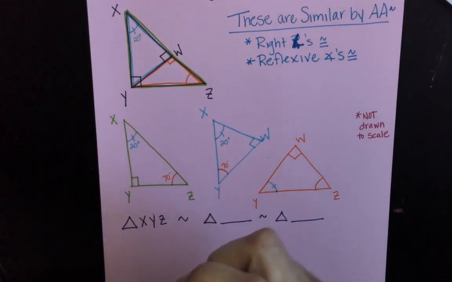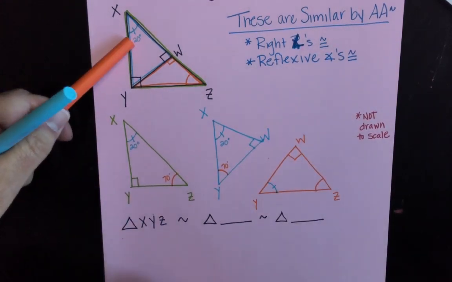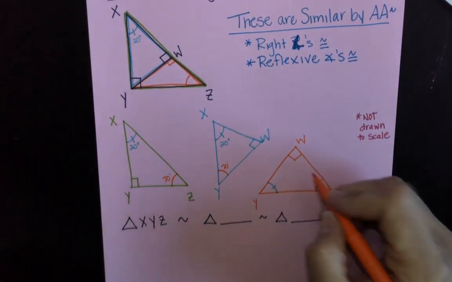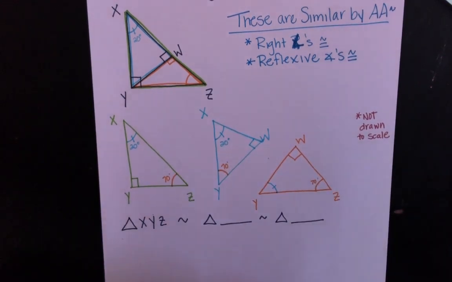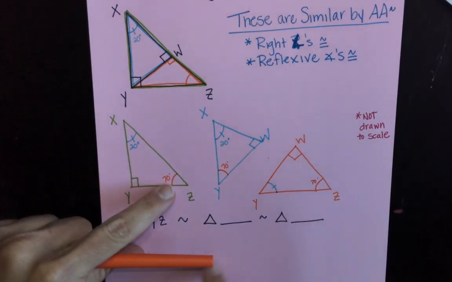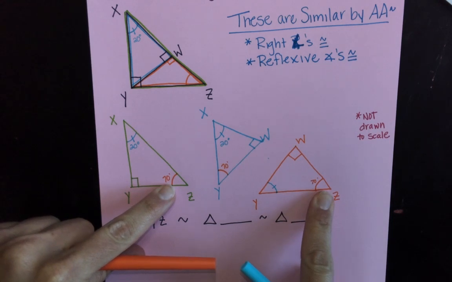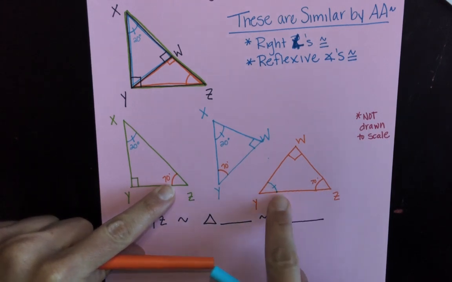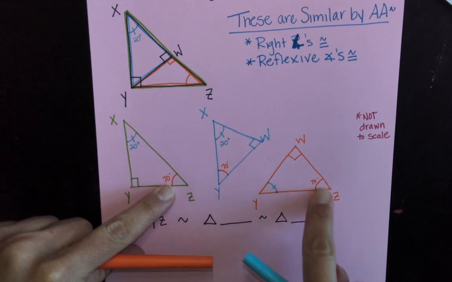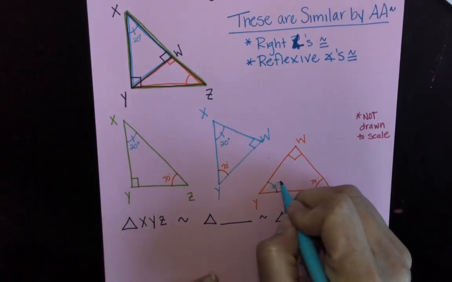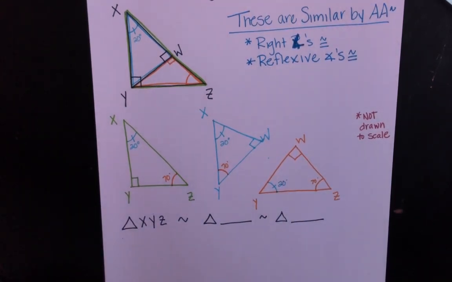Well, again, if I knew that this was 20 and this was 70, that means this guy's got to be 70. That was our reflexive angle. Well, if I subtract from 180, there's no way around it. This guy is going to be 20 degrees.